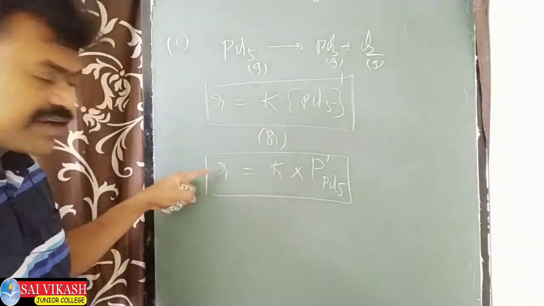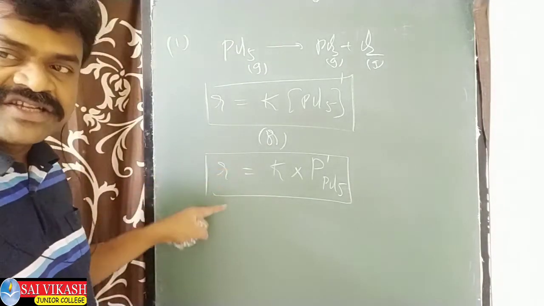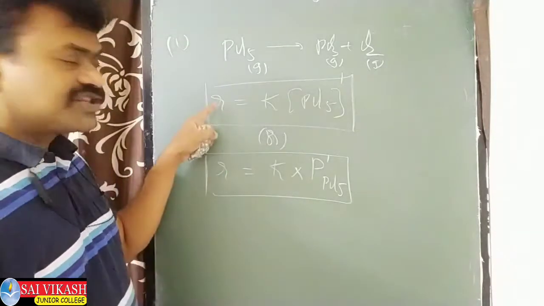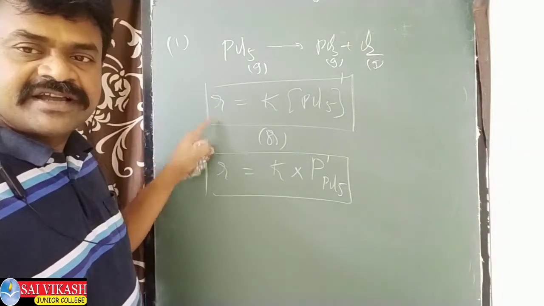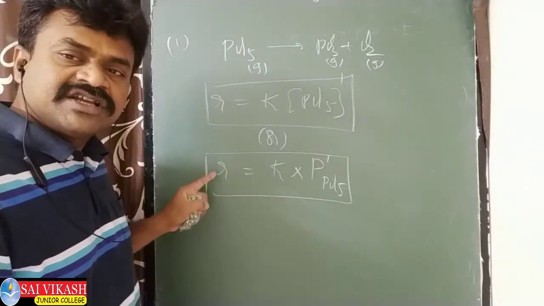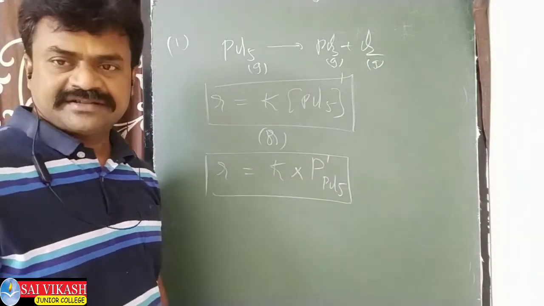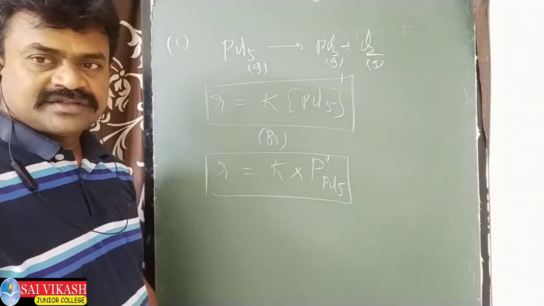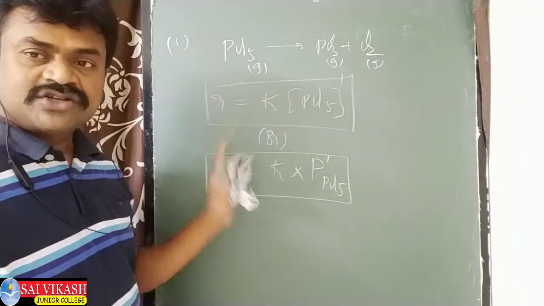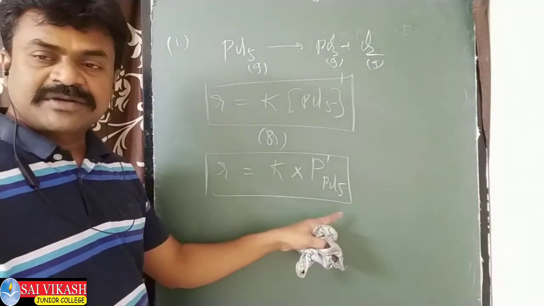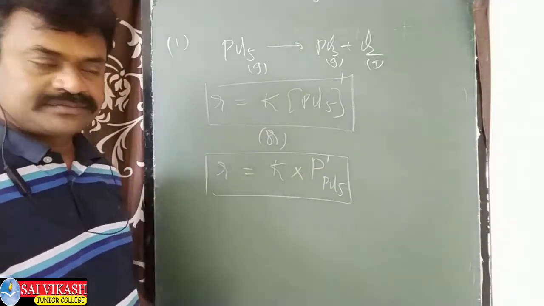How do you write the rate now? Here it is change in the concentration by change in time. Here, in terms of pressure, it is change in the pressure by change in time. So like this way also you can write the rate. If the gases are given, you can calculate the rate with respect to their partial pressures also.